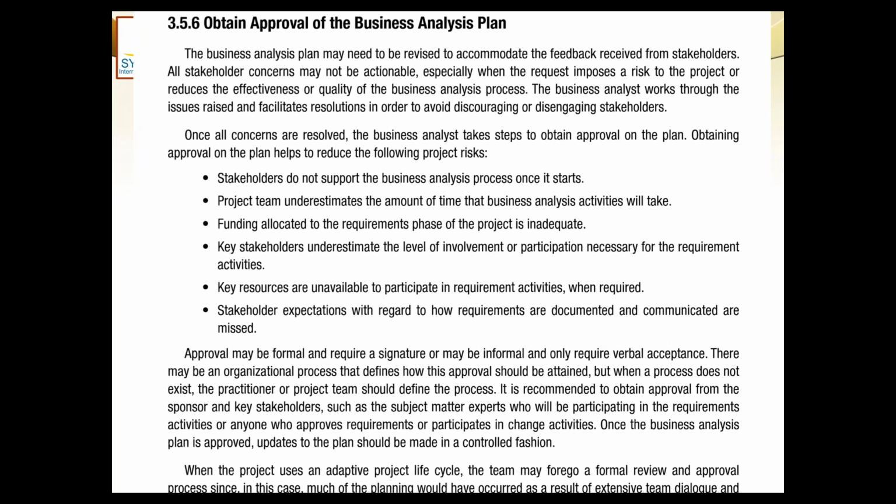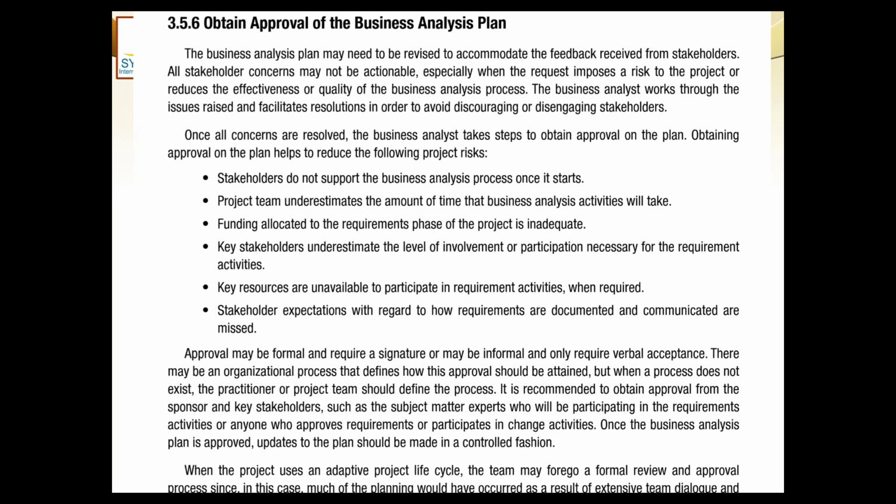So all of these points must be properly sorted out. They must all be addressed before the approval can be given. Approval may be formal and require a signature, or may be informal or only require a verbal acceptance. Whatever the case may be, there may be an organizational process that defines how this approval should be attained. But when a process does not exist, the practitioner or project team should define the process.